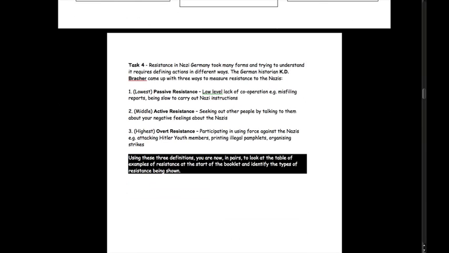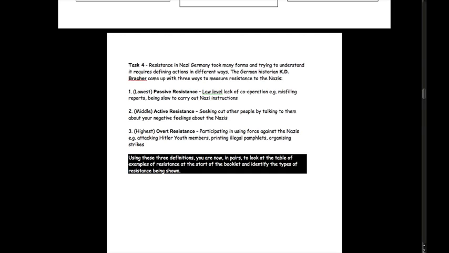Task 4 then introduces the second means by which we measure resistance. And in doing this, we use the German historian Kershaw's definition. He ranks resistance from 1 to 3, the lowest being passive resistance, the lack of cooperation, active resistance, seeking out others, and thirdly, overt resistance, participating in direct action, using force against the Nazis.